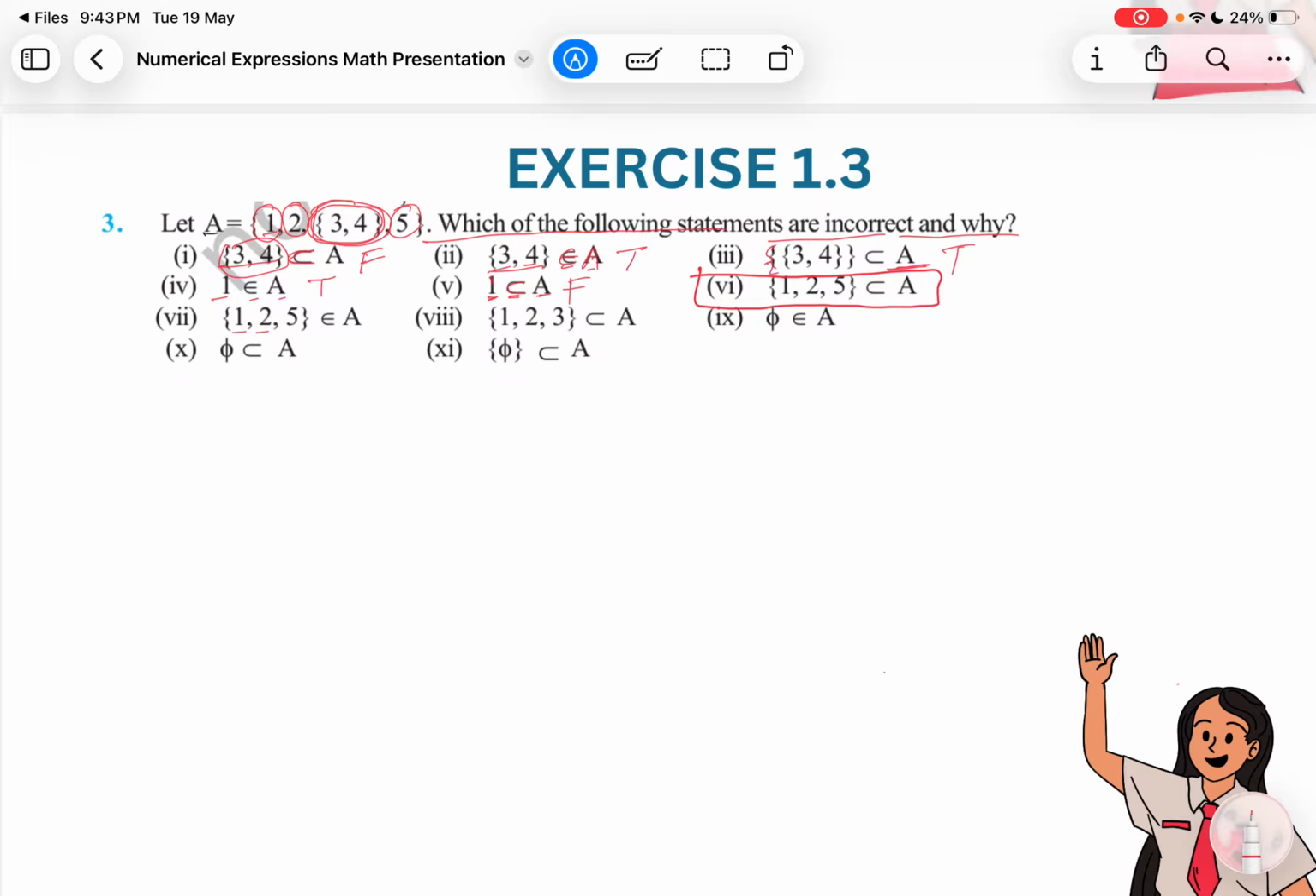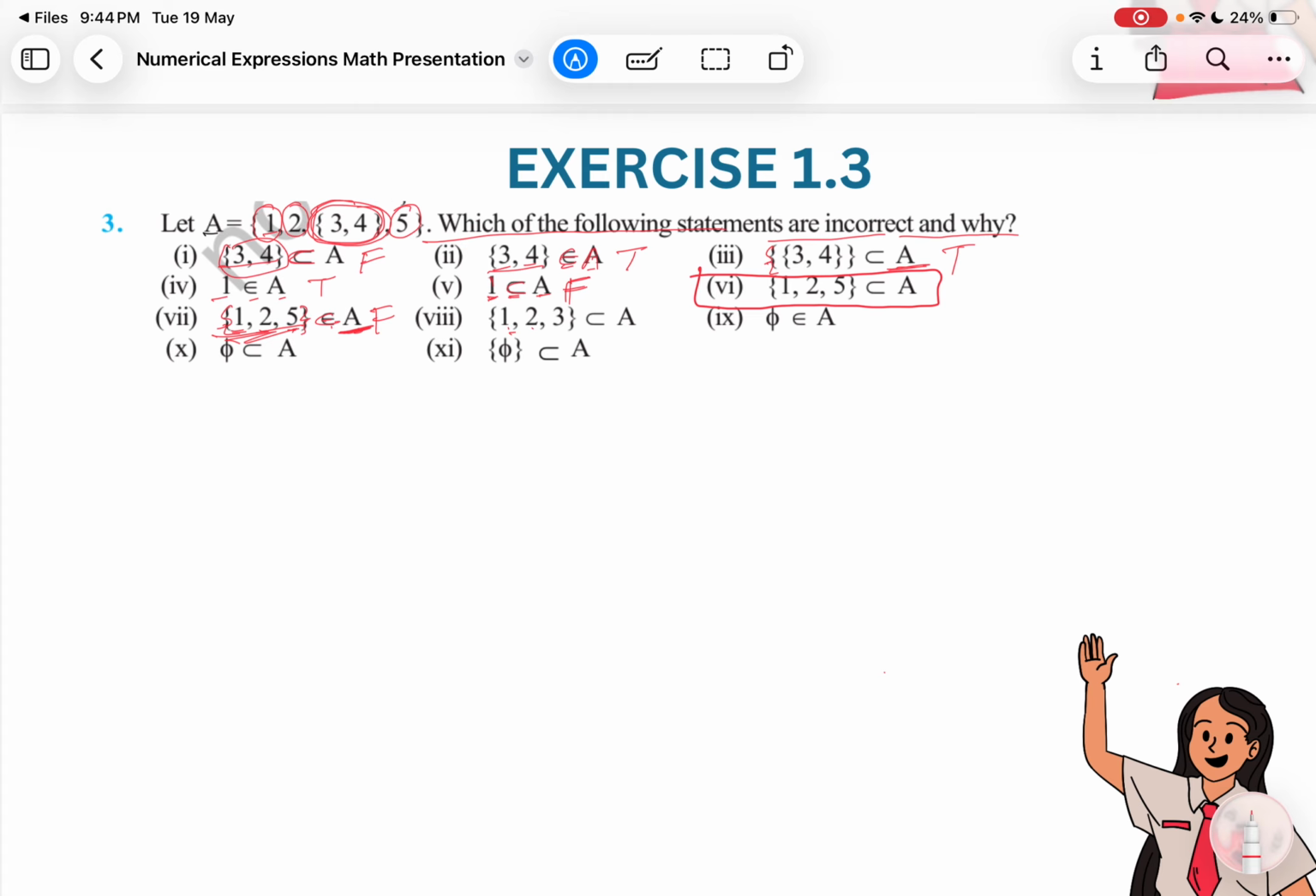Now we have 1, 2 and 5. All these elements belong to A, but if you put this bracket around it, then it will be a set. And if this is a set, we cannot check a set with a set, whether it belongs or not. This is false. This is a wrong statement actually. This is an incorrect statement. So all the false means this is incorrect.